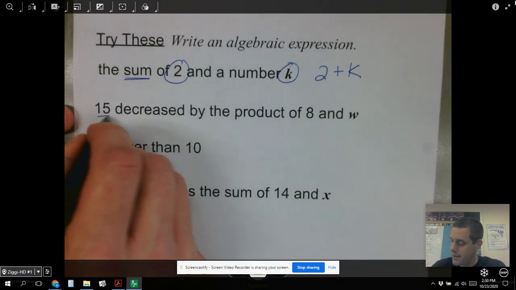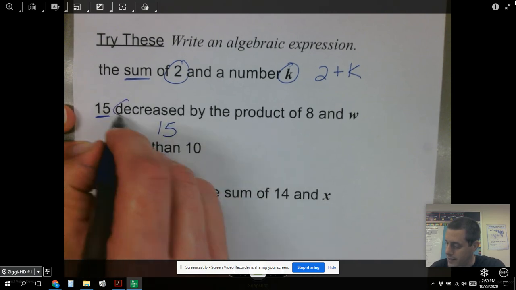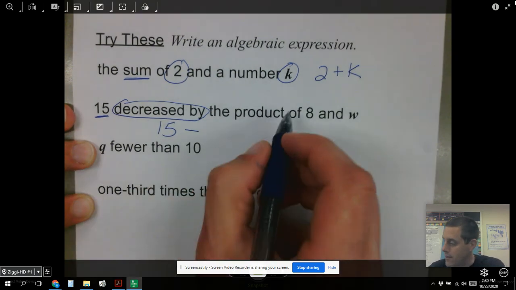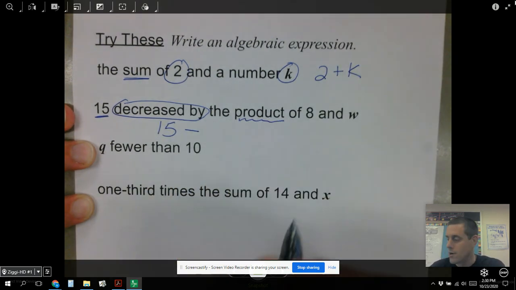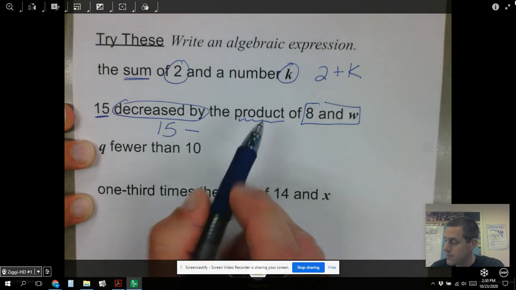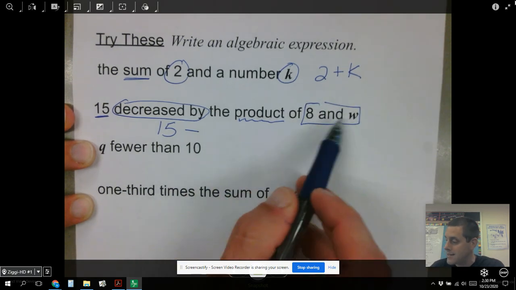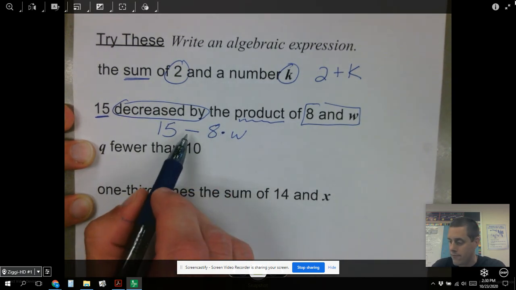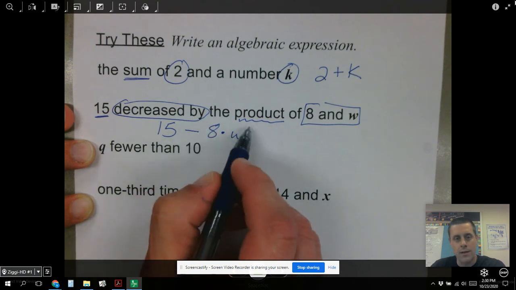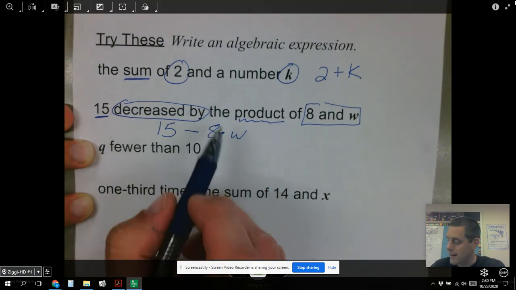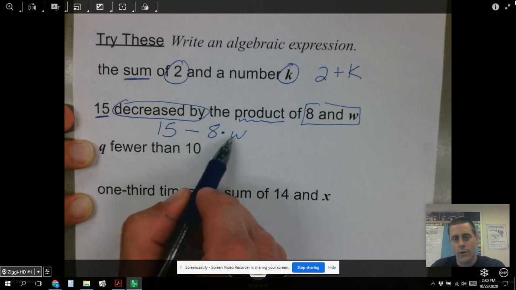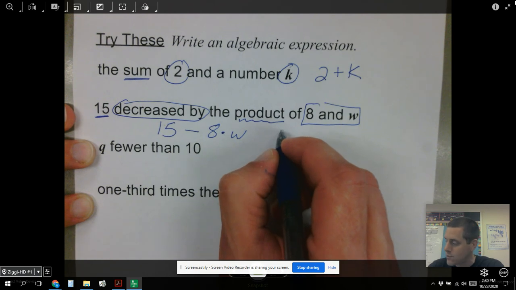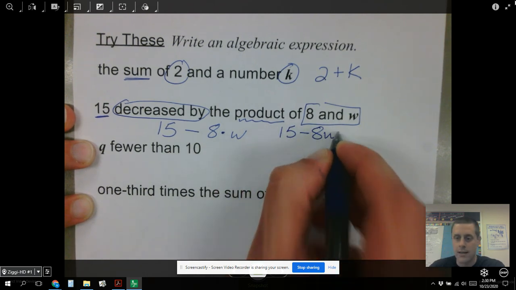15 decreased by means we are subtracting, and we are subtracting it by the product, which means we're multiplying, of 8 and w. So product of 8 and w means 8 times w. And because multiplication would already occur before subtraction in the order of operations, you don't need parentheses around this. But we can make it a little bit better. We can make 8 a coefficient on w. We can show this multiplication by having the 8 touching the w. So the best way to write this expression would be 15 minus 8w.